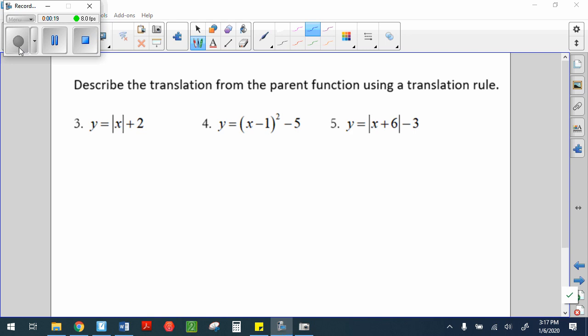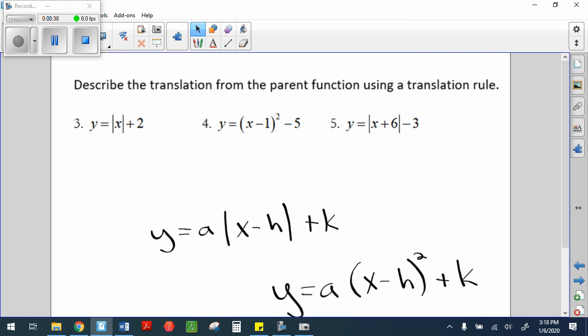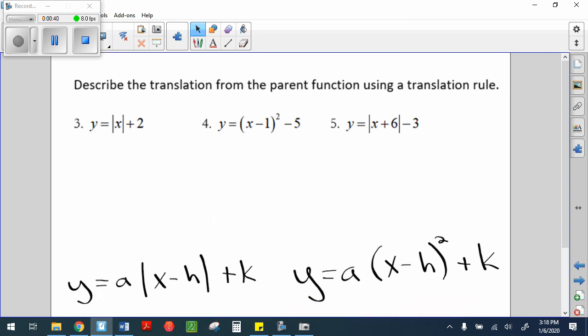And so one way to look at vertex form is y equals a times (x minus h) squared plus k for the quadratics, or y equals a times the absolute value of (x minus h) plus k with the absolute value. Okay, and those are considered the vertex form.